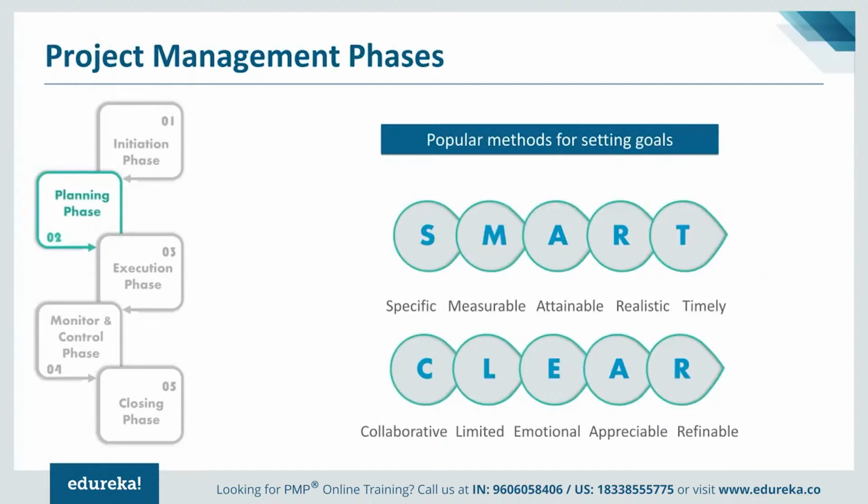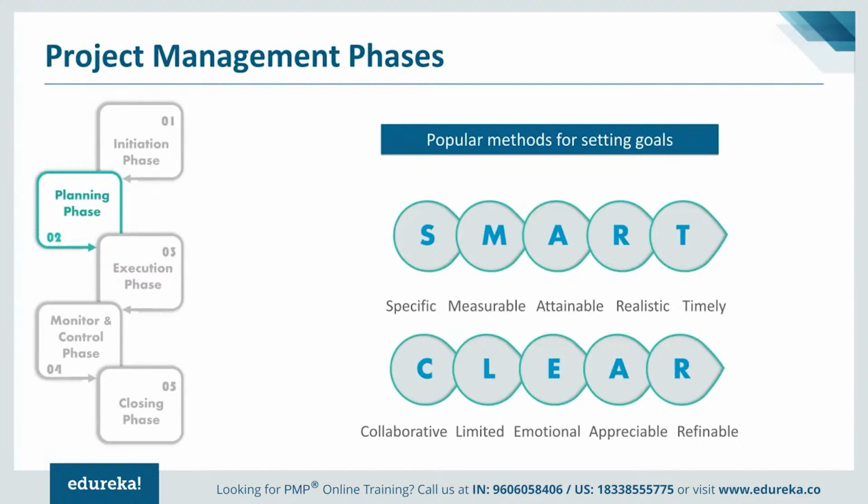Now, as a part of the initiation phase, what's also important is to have a proper goal. What is my goal ultimately? Now, there are several ways through which we write a goal. And we always say that goal should be smart. Not only should it be smart, but also it should be clear. Many of you may have already heard about SMART goals. It should be specific, measurable, attainable or achievable, realistic, and time bound or timely.